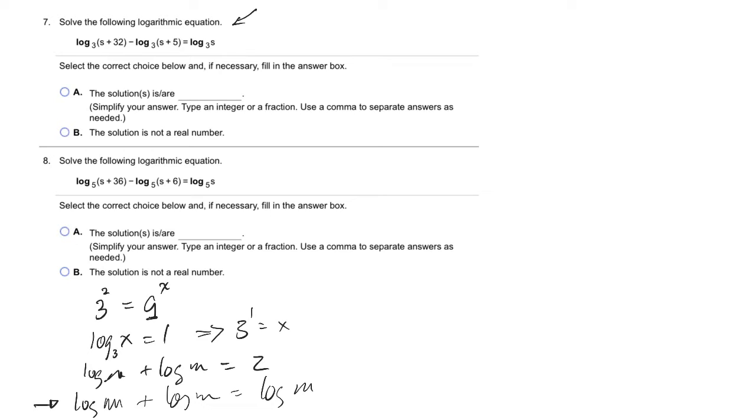So what I need to do is I first need to squish these two together. Since this is a minus, I'll use the quotient rule. So instead of writing 2 logs, I can write 1 log, and then I write the quotient of that and that. So it'll be s plus 32 over s plus 5 is equal to log base 3 of s.